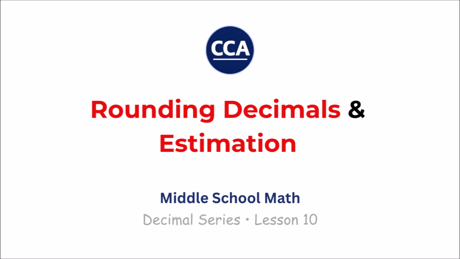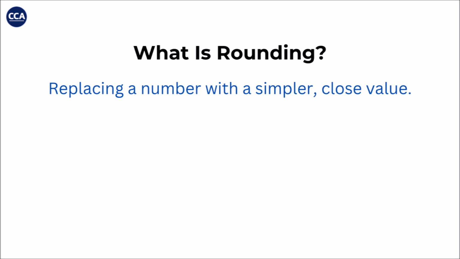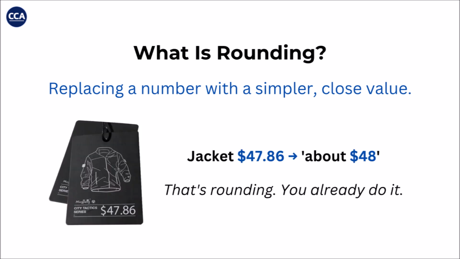Welcome to the decimal series. Today, we will be talking about rounding decimals and estimation. Let's start with the foundation. Rounding means replacing a number with a simpler number that is close to the original value. We round when we don't need an exact answer, or when we want to quickly check if our answer makes sense. For example, the price of a jacket is $47.86. You don't say, I spent $47.86. You say, about $48. That's rounding. You already do it in real life without thinking about it.